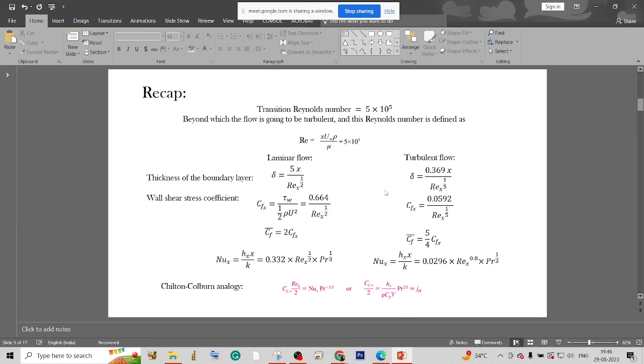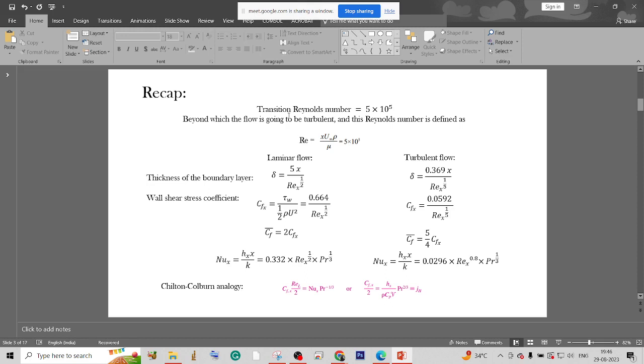Okay, so I think sir has taught you in the class already what the transition Reynolds number is. Over this class we will be solving problems on boundary layers, on thermal and velocity boundary layers. So first we need to know the transition Reynolds number, that is, at what Reynolds number it will transit from laminar to turbulent flow. That is 5 into 10 to the power 5. And the Reynolds number formula we also know.